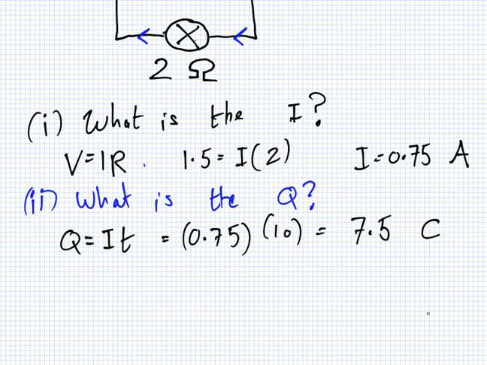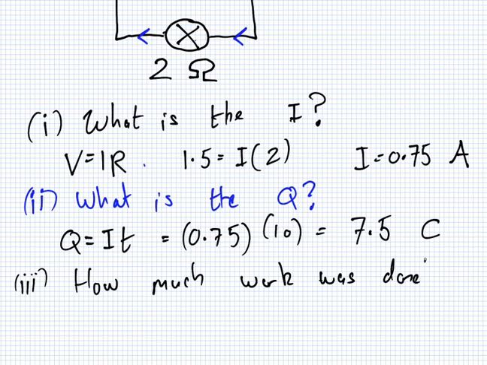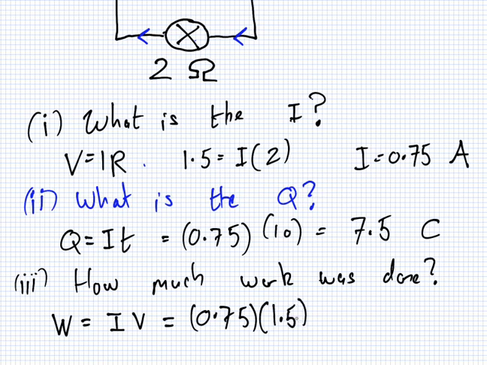Oh yeah, might as well put that in. So last question. How much work was done? So work equals IV equals 0.75 times 1.5. So what do you get?